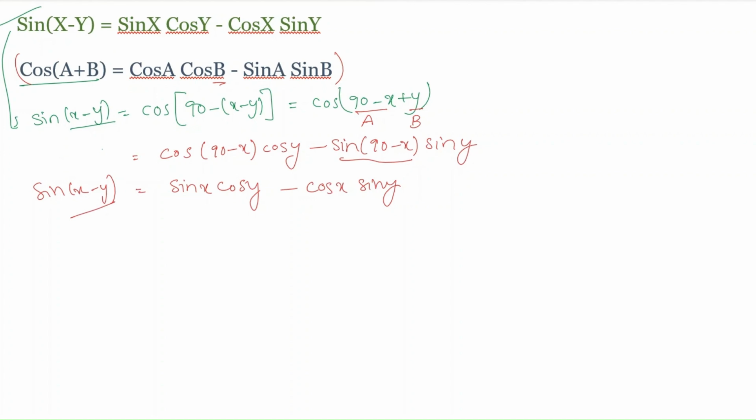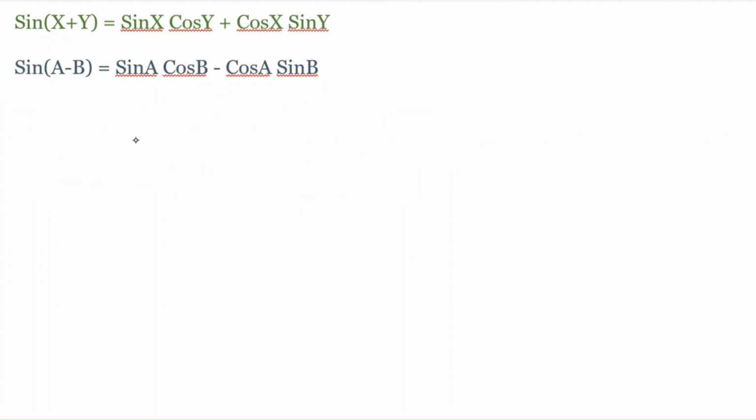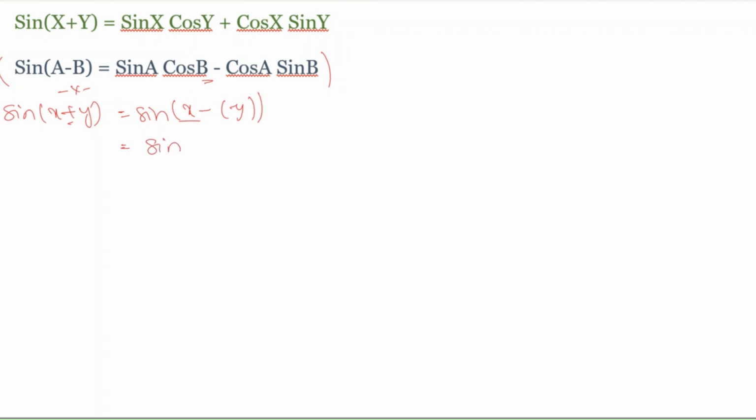In a similar manner, we will try to prove for sin of x plus y. To prove that, we will consider sin of A minus B that we have just proved. So sin of x plus y, here in place of y we will write minus into minus. So this makes sin of x minus of minus y. Again here in place of A we have x and in place of B we have minus y. So the entire thing is like sin A minus B. So we are using this formula now.